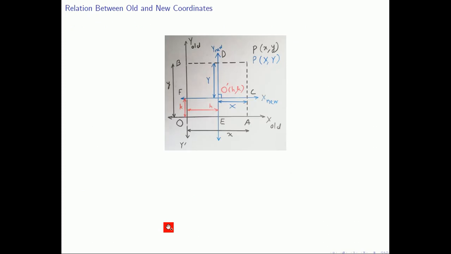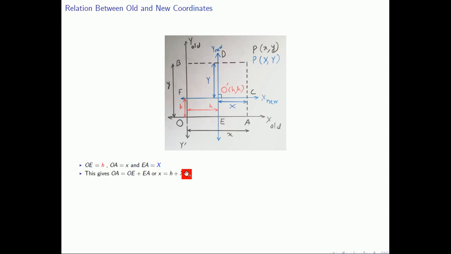Now I've redrawn the figure here so that we can start deriving. Let's start with the horizontal ones. Now from the figure you can clearly see that OE is equal to small h, OA is equal to small x, and EA is equal to capital X.